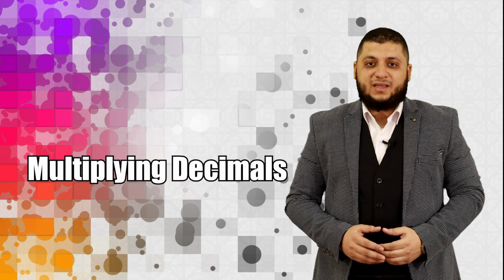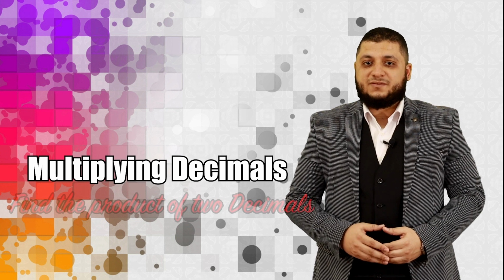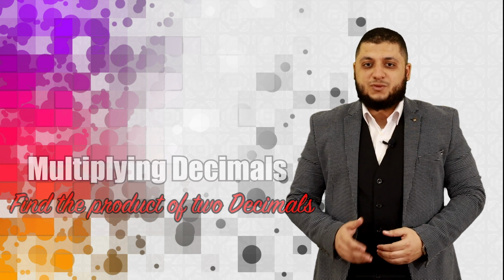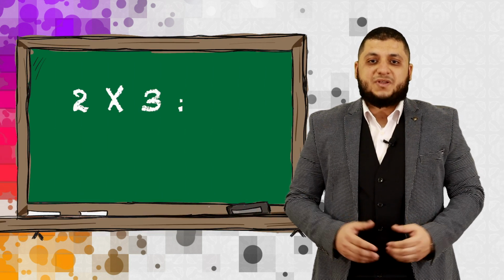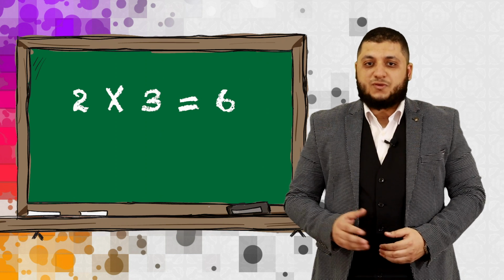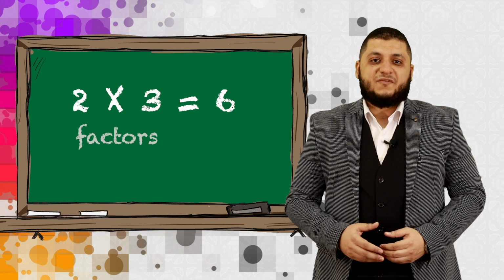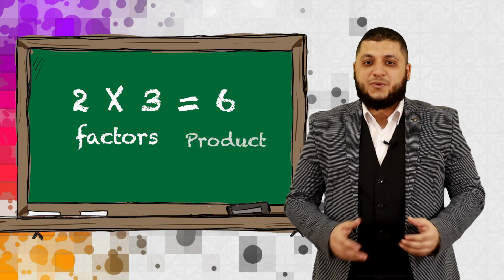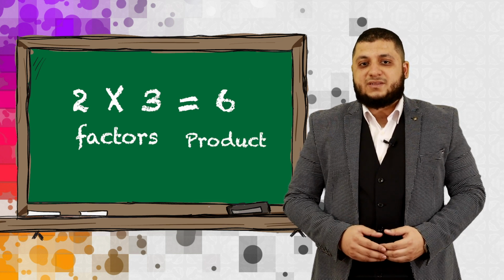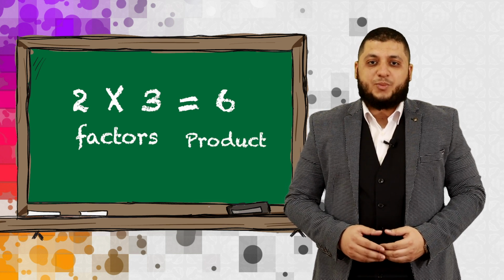Our lesson today is about multiplying decimals, and our objective is to find the product of two decimals. 2 times 3 equals 6. Both 2 and 3 we call factors, and 6 is the product. So the product is the result of the multiplication operation.